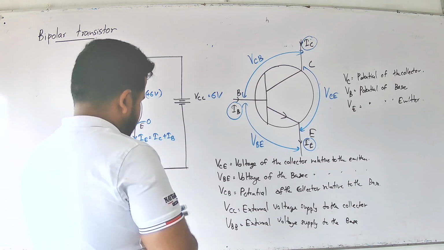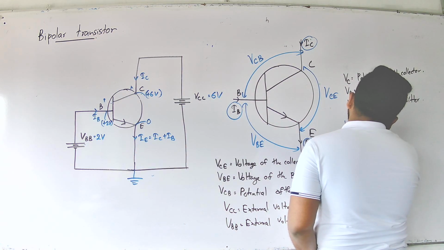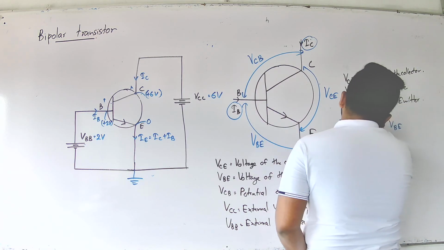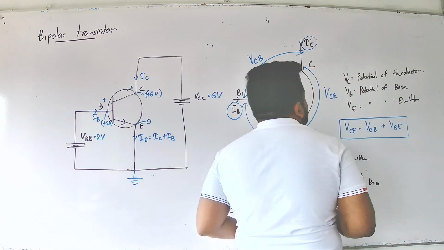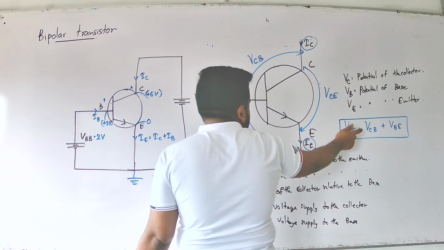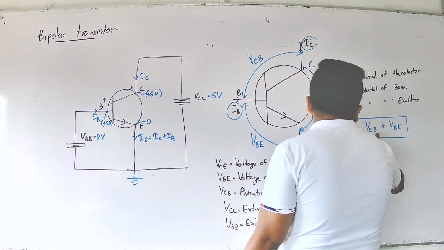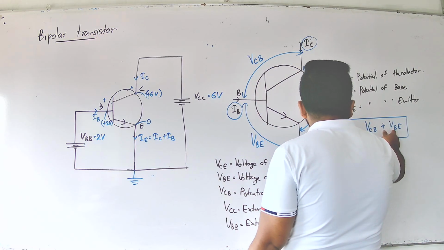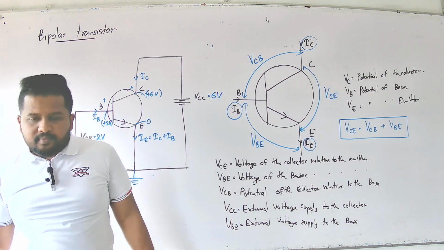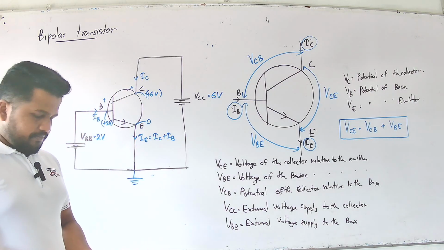Again, there is a small equation we use here for VCE. So what is the VCE? VCB plus VBE, right? So the potential of the collector relative to the emitter equals the potential of the collector relative to the base plus the potential of the base relative to the emitter, right? So we are using that equation also, right? Okay.